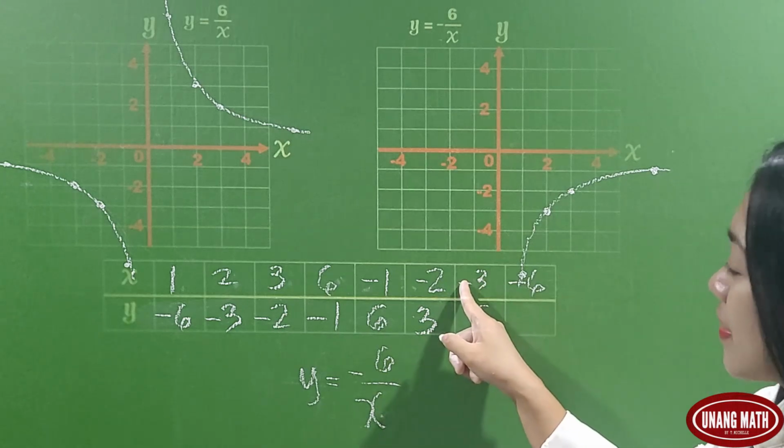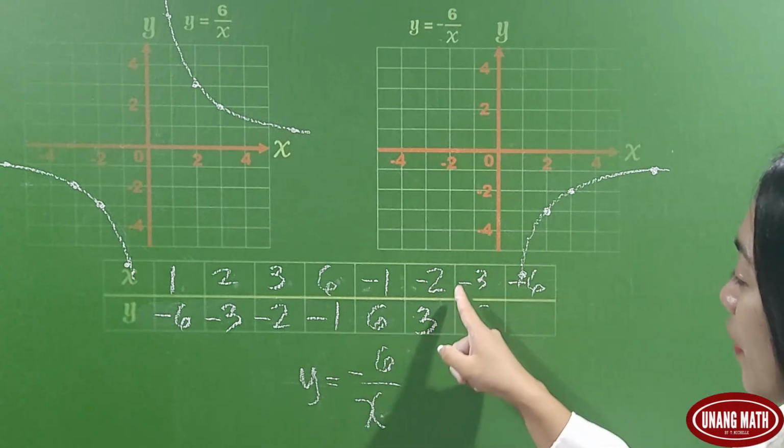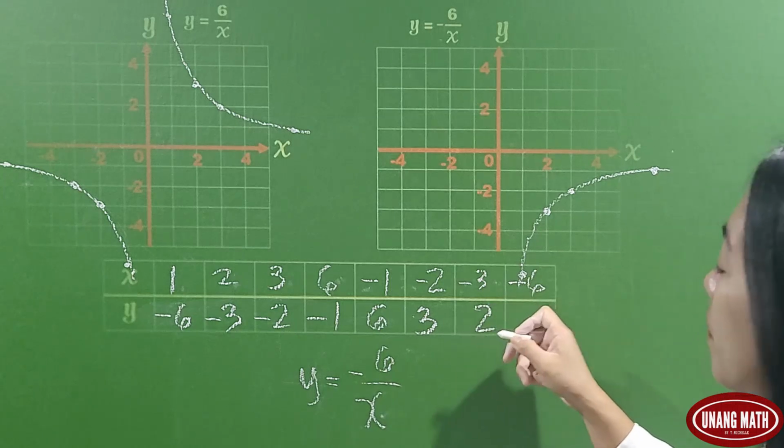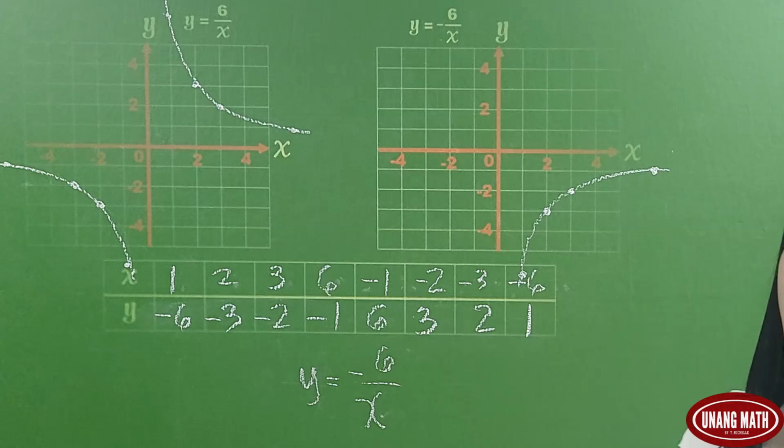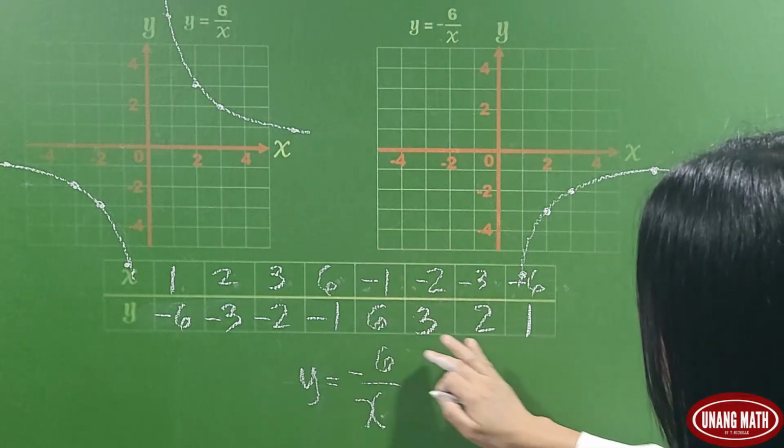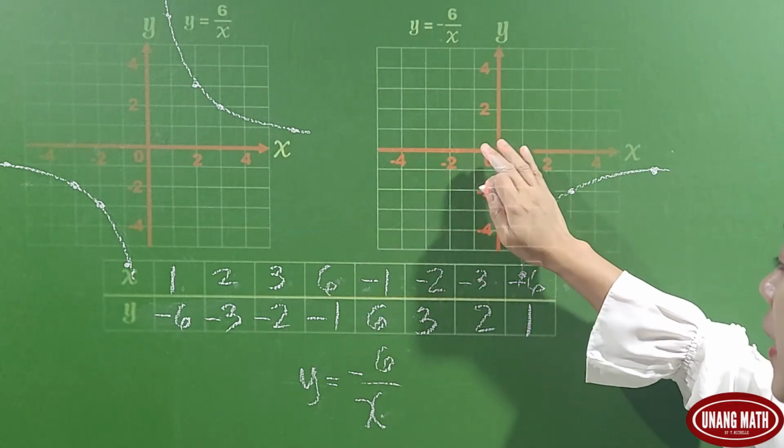If x is negative 3, so negative 6 divided by negative 3, then y is 2. And if x is negative 6, then y is 1. Okay, let's also plot these points in this coordinate plane.